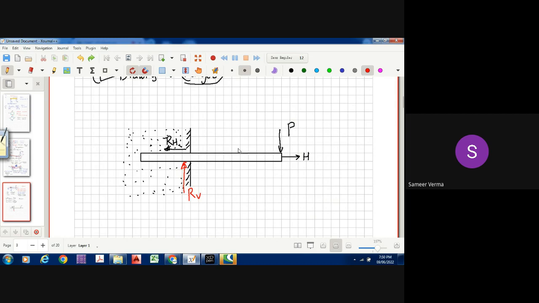Only deflection will be there. So moment No. moment zero रहेगा या moment रहेगा support पे कुछ? रहेगा सर.